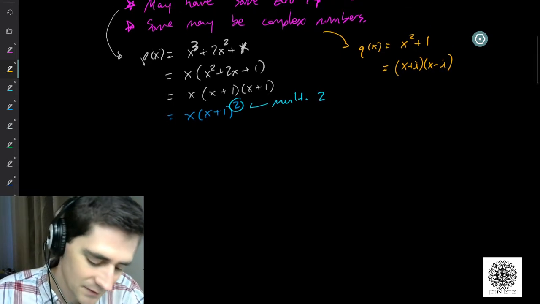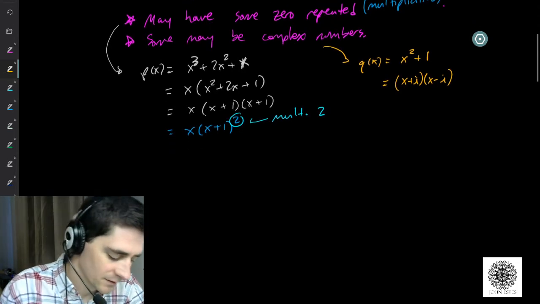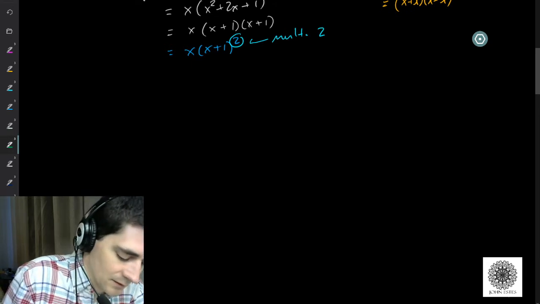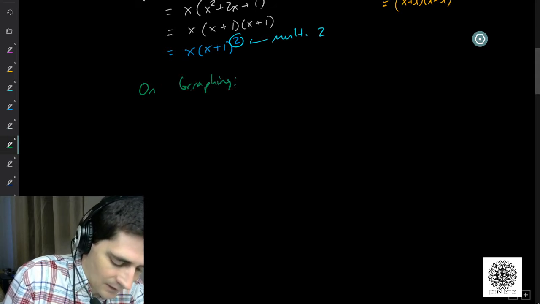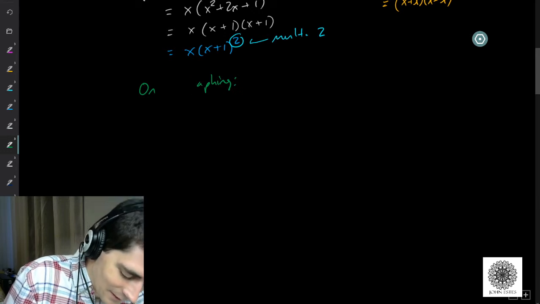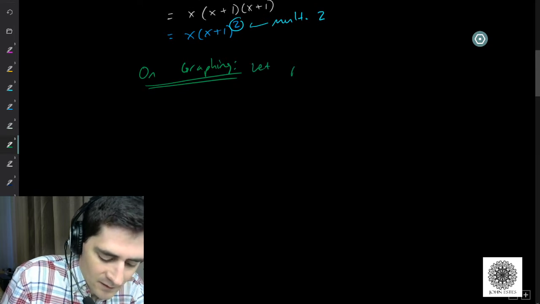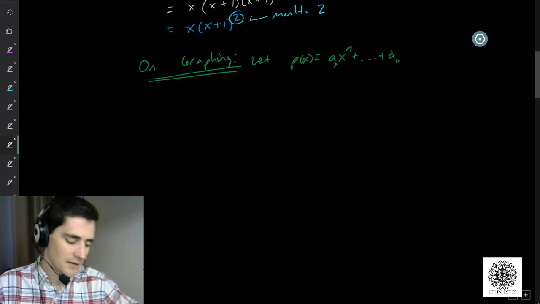All right, now this idea relates to the graph as well. Here's a couple things that get pointed out from this. Let's say on graphing, and graphing only has one R. So one, let's let p of x be a sub n x to the n plus blah blah blah. We don't really care about that, so that's a sub n out to a sub 0. All we really need here is the degree.